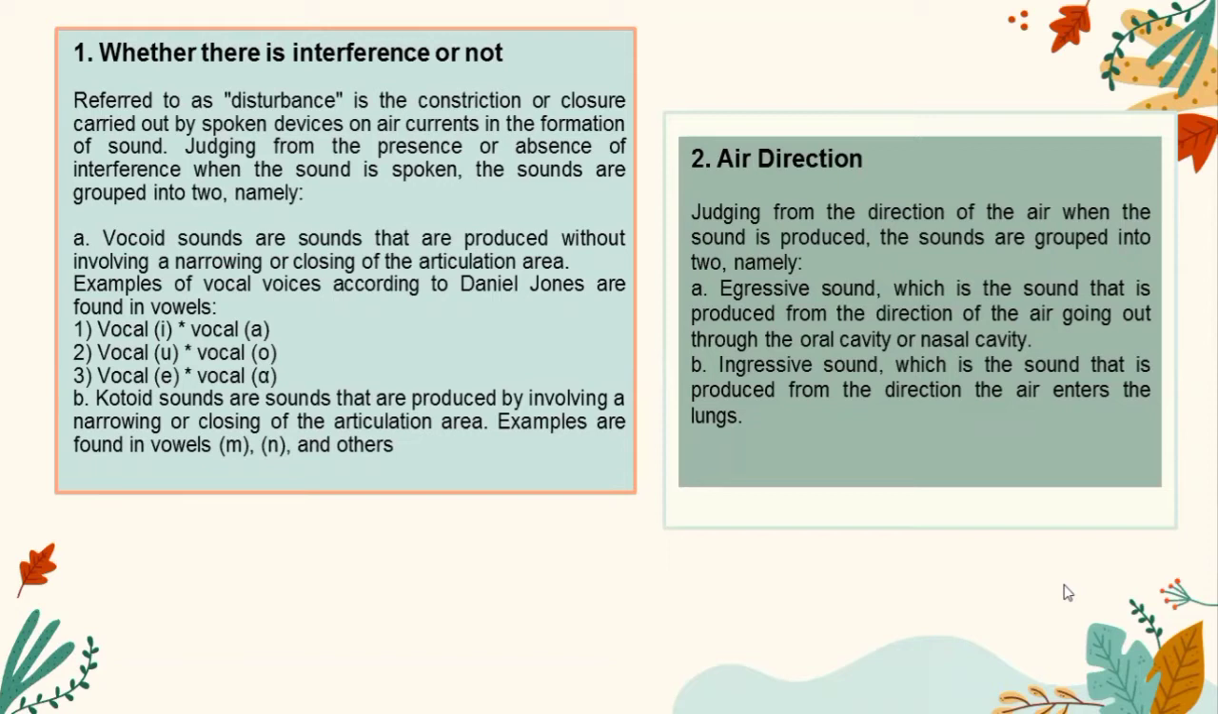The second is air direction. Judging from the direction of the air when the sound is produced, the sounds are grouped into two. A is egressive sounds, which are sounds that are produced from the direction of the air going out through the oral cavity or nasal cavity. B is ingressive sounds, which are sounds that are produced from the direction of the air entering the lungs.